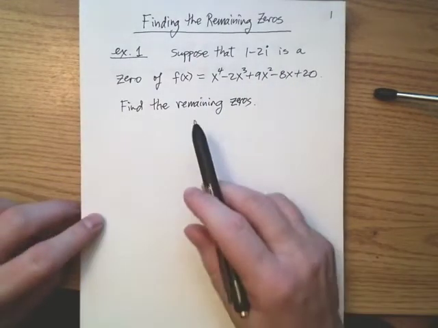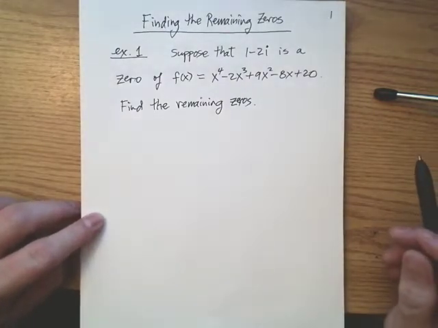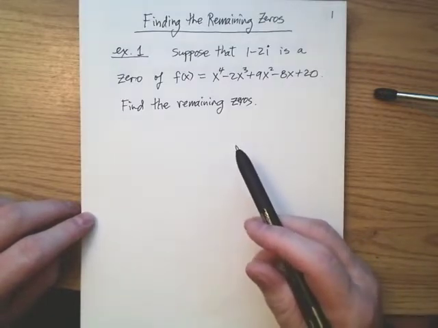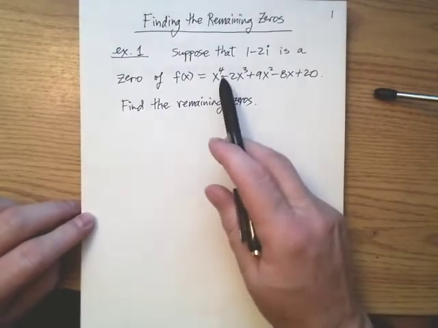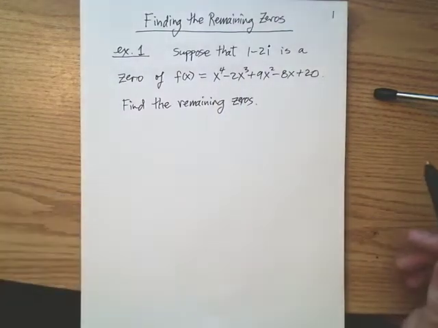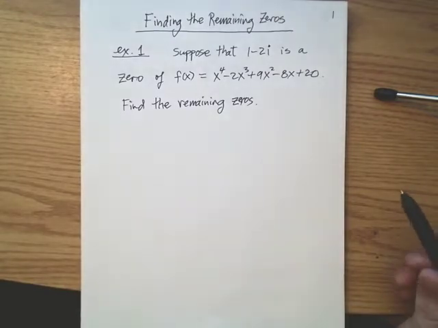Okay, how many zeros will there be total? Well, from the fundamental theorem of algebra, if we are allowed to go to the complex numbers and include multiplicity, there should be how many? Exactly 4 of them, the same as the degree here. So far, we only know 1 of them, so we've got to find the remaining 3.